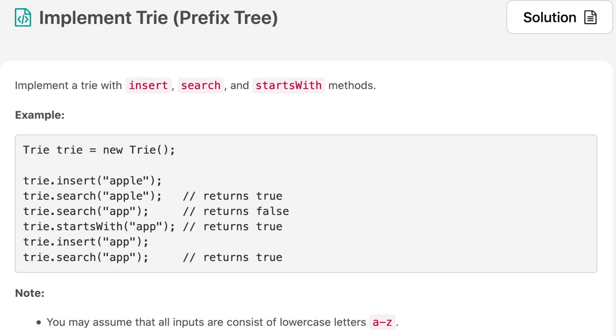If I begin with startsWith app, that means I'm searching for a word which starts with app, and we have a word which starts with app, which is apple. In that case, it will return true. And if I again insert app, and now I search for app, then in that case it should return true. The question is asking us to implement the trie.